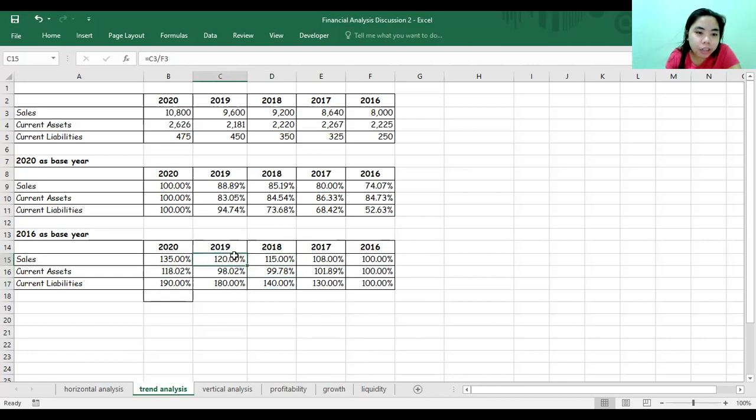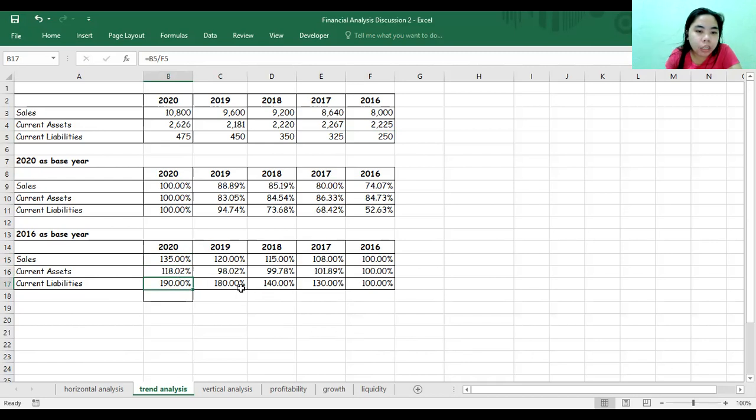For 2019, we have an increase of 20% in sales. We have a decrease of 1.98% in our current assets, and our current liabilities has increased to 180% now from our base year of 2016. And for our sales, we have an increase of 35% from 2016 to 2020. Our current assets has increased to 118.02%, and for the current liabilities, we have an increase of 90%.